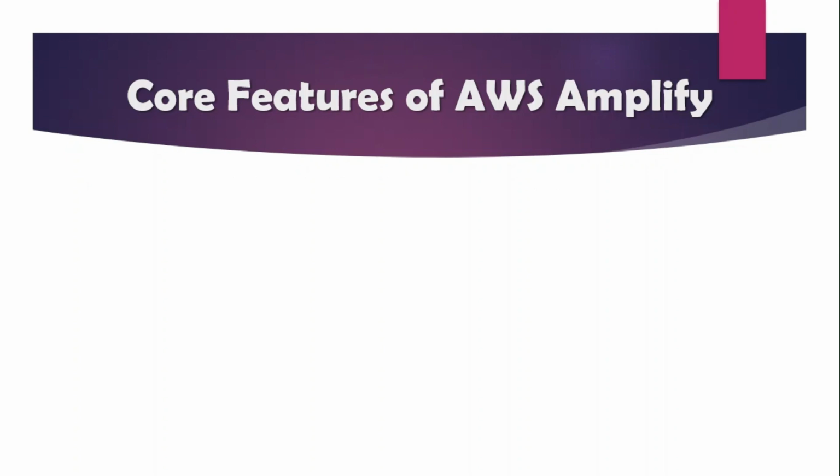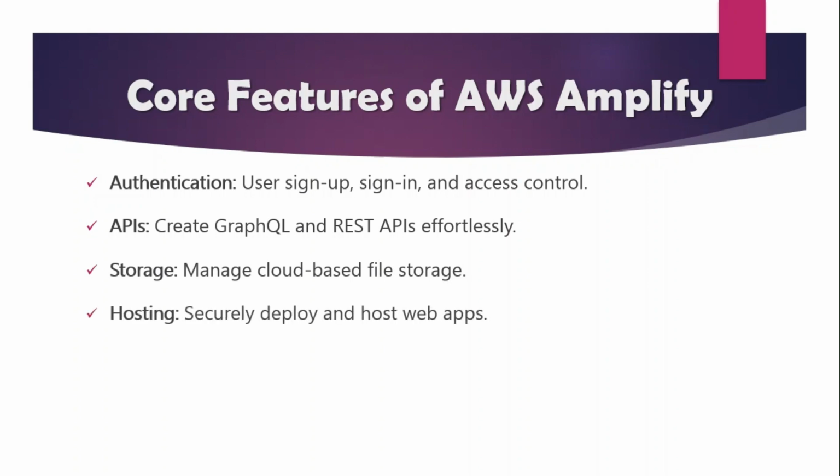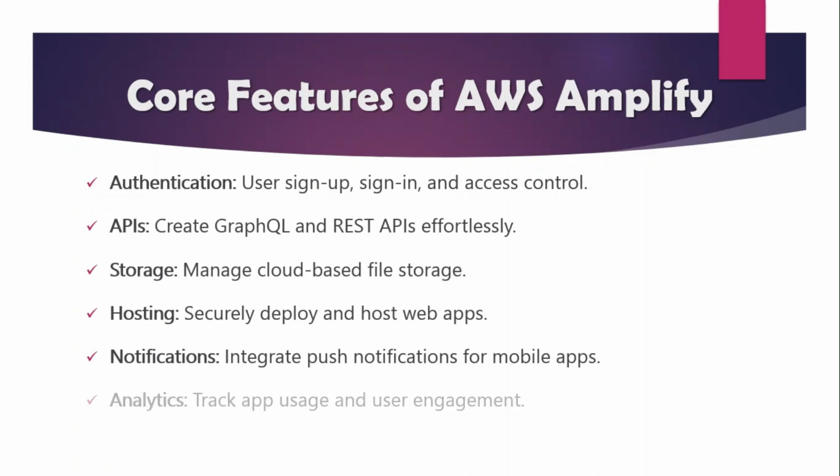Let me tell you about the main features of AWS Amplify. It has authentication for user sign up and sign in. You can easily build APIs like GraphQL or REST, your choice. It manages storage for file uploads and downloads. Hosting is super secure and fast with built-in CI/CD pipelines. You can even integrate push notifications to stay connected with your app users. And lastly, its analytics helps you track how your app is being used.